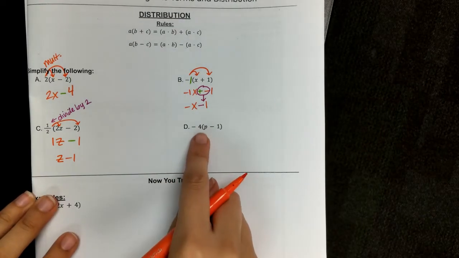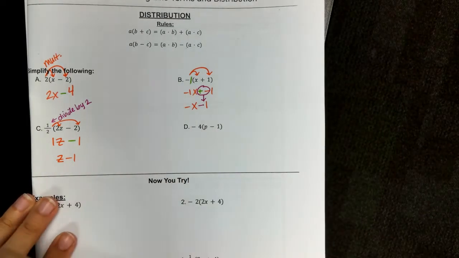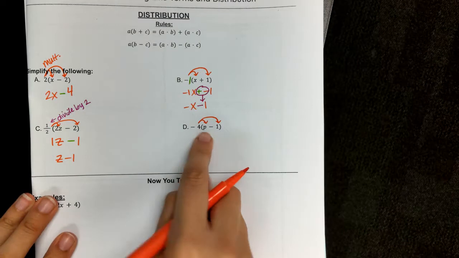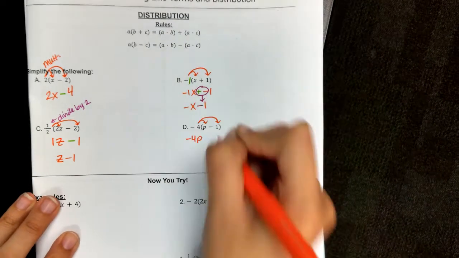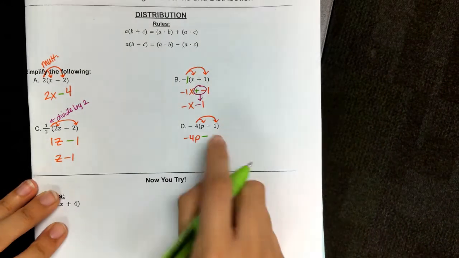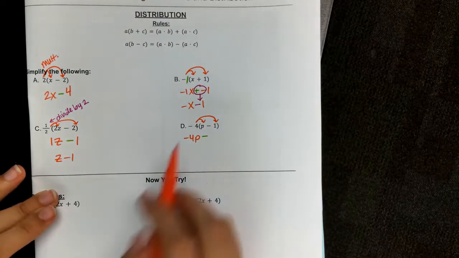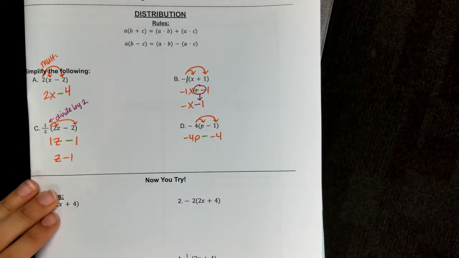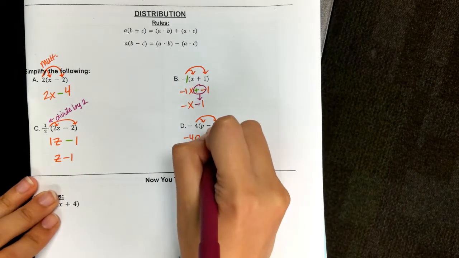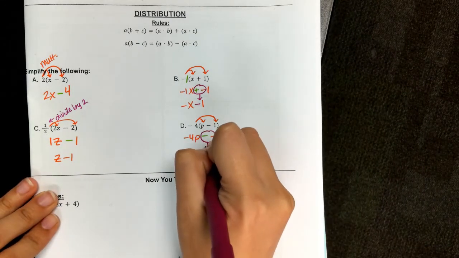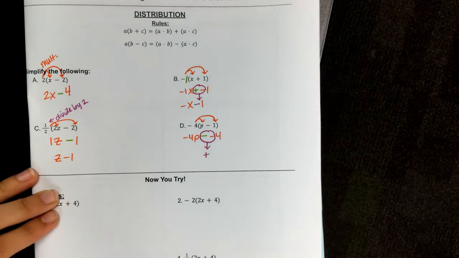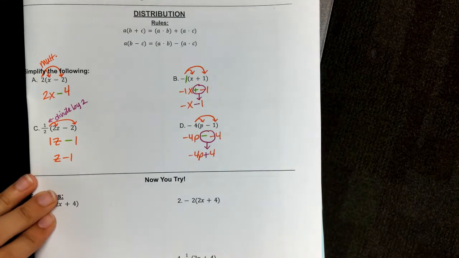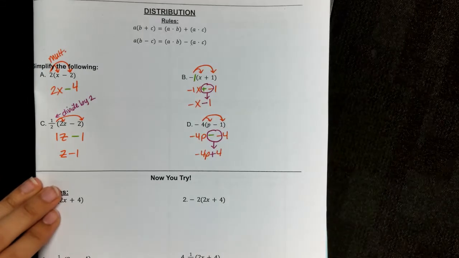Example D, we have negative 4 times the quantity of p minus 1. So I'm going to multiply that negative 4 to each term. Negative 4 times p is negative 4p. Keep my sign in the middle. This sign is minus. Negative 4 times 1 is negative 4. Whoops, I have double signs in the middle. I know minus minus becomes addition. Negative 4p plus 4.